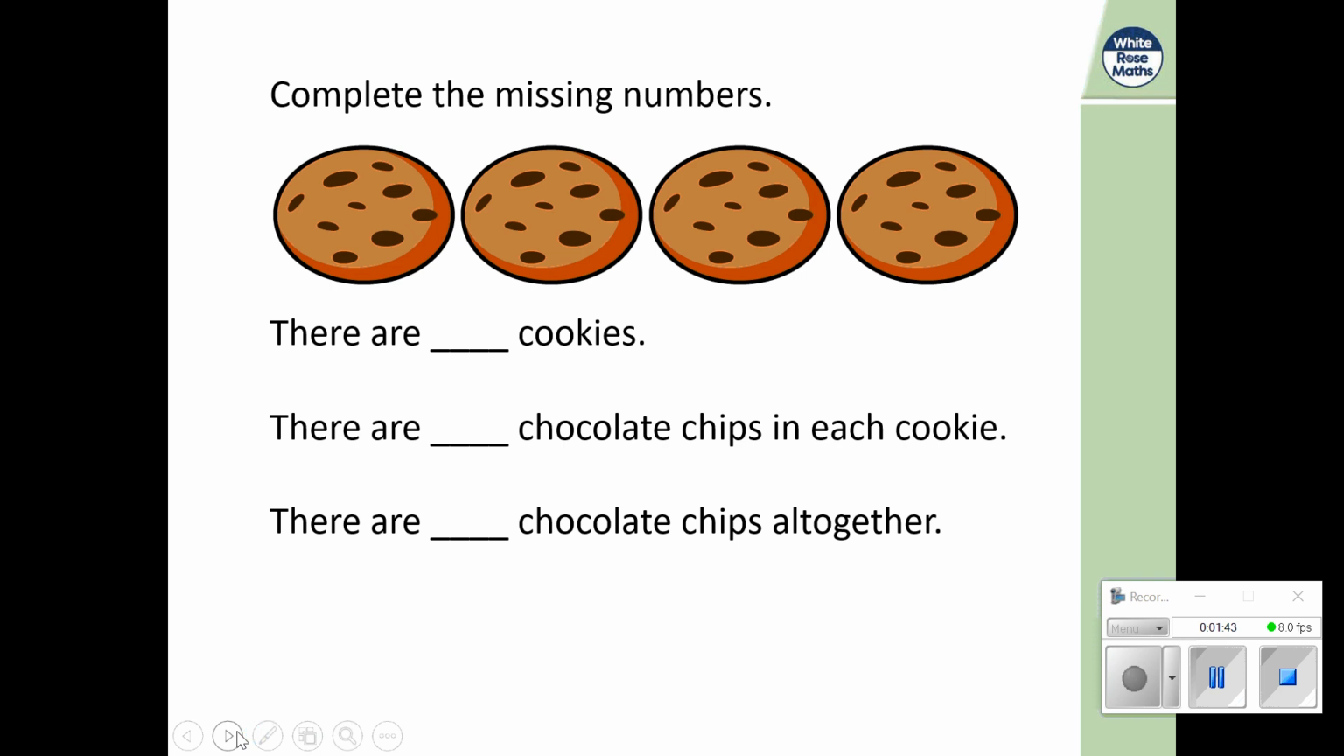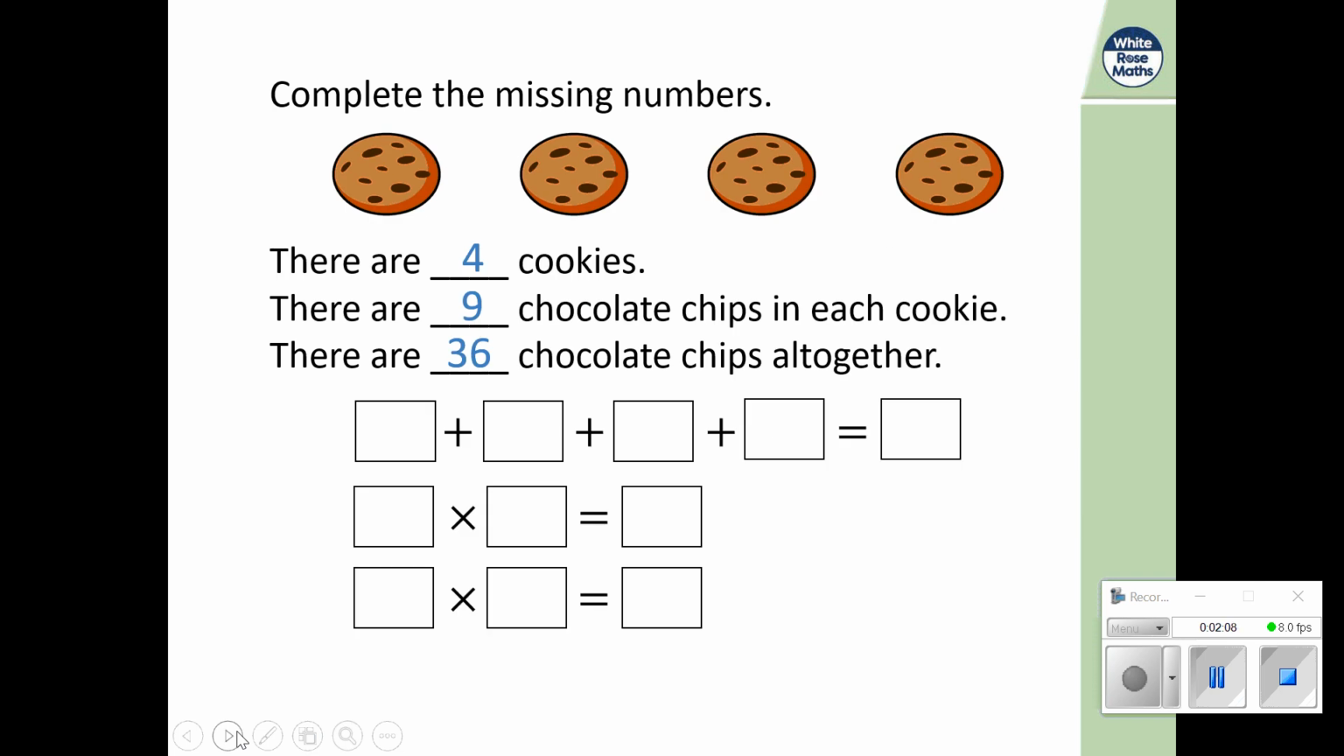So we've got 4 cookies. They look yummy, and they're meant to be chocolate chip cookies, even yummier. And what we've got to do is work out how many chocolate chips have been used in these cookies altogether. So there are 4 cookies. There are 9 chocolate chips in each cookie. So altogether there are, that's right, 36 chocolate chips altogether.